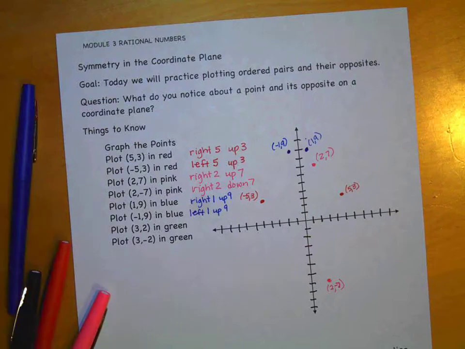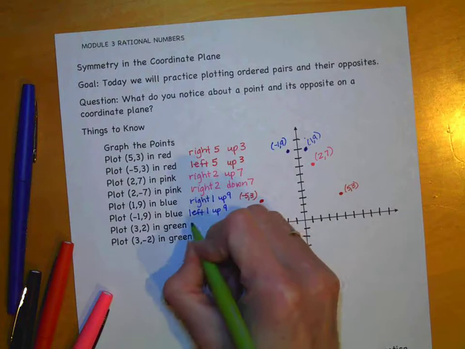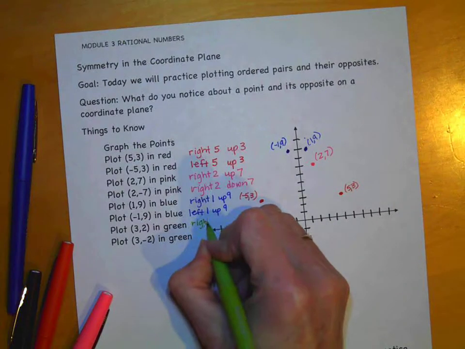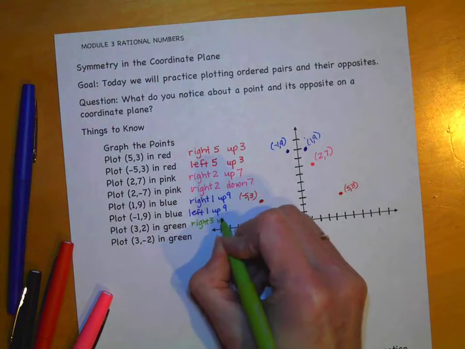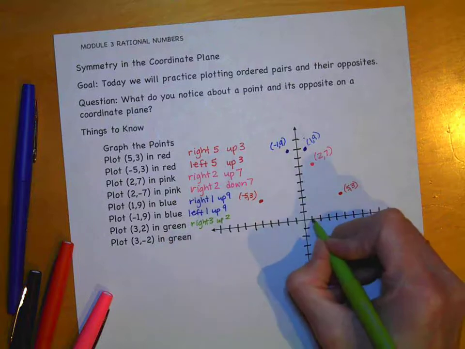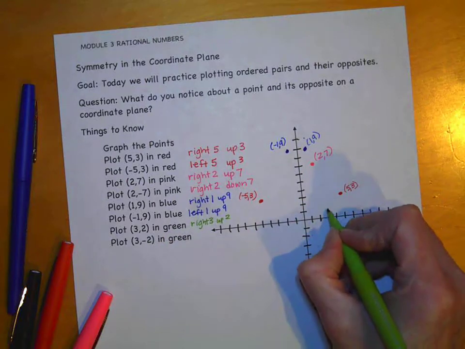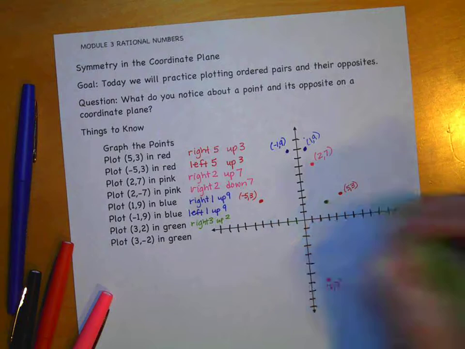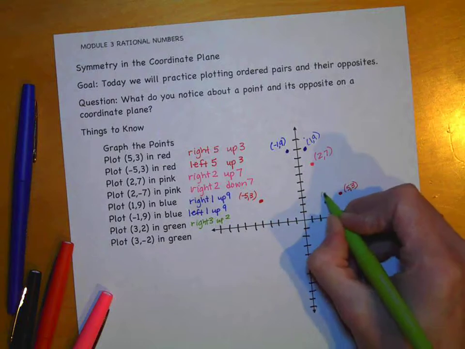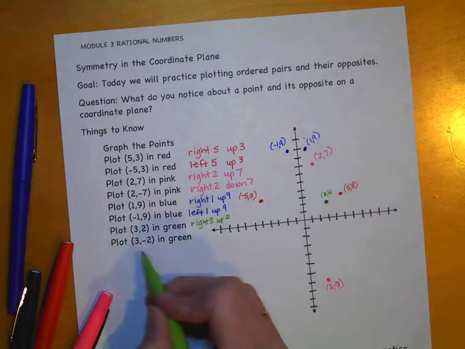And the last one it tells me to do is plot 3, 2 in green. So that means I have to go to the right 3 and up 2. So 1, 2, 3, 1, 2. That sits right there. So this one was 3, 2.